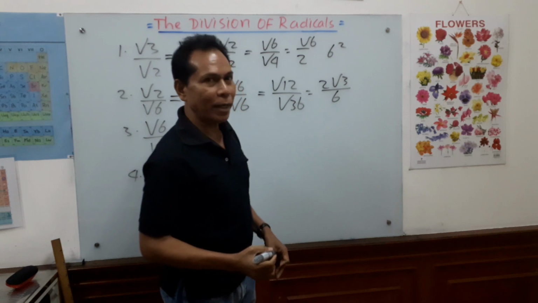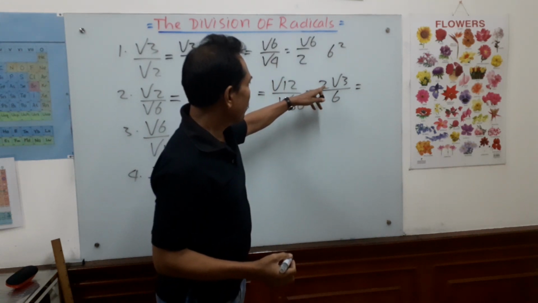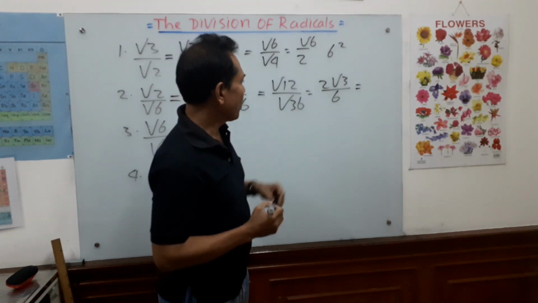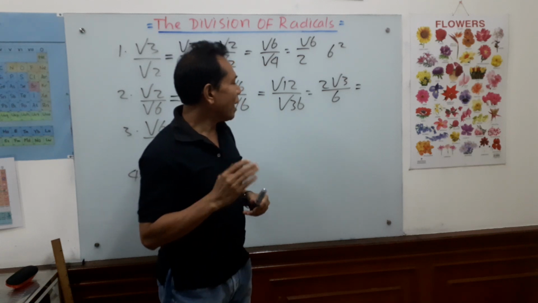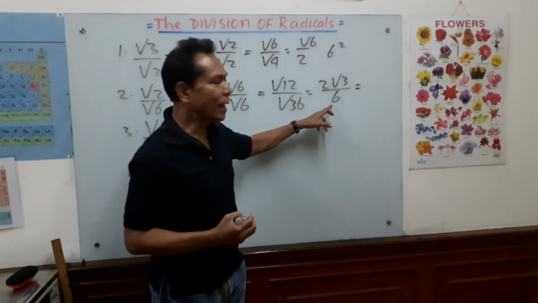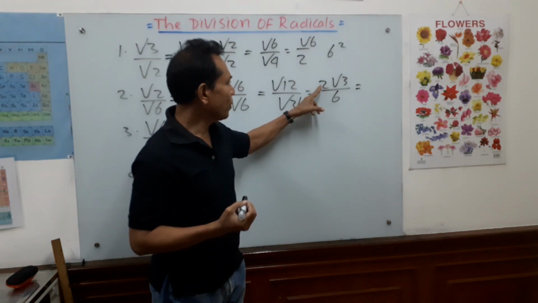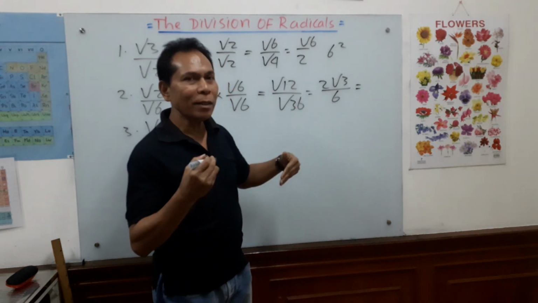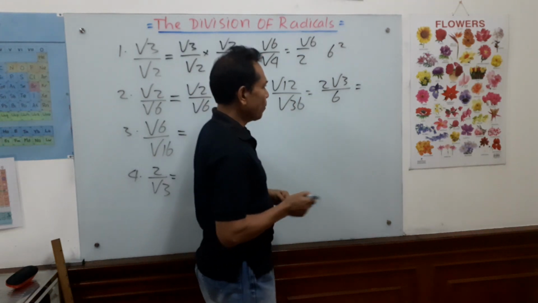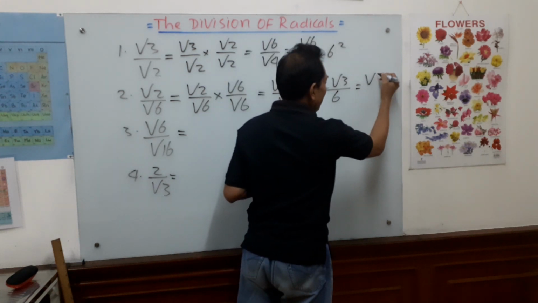Okay, we can still simplify this square root here. We have 2 square root 3 over 6. Now we pick a number which we can use for both numerator and denominator. If we take 2, the numerator 2 divided by 2 is 1. So 1 square root 3, but normally we don't write 1, we just write square root 3.